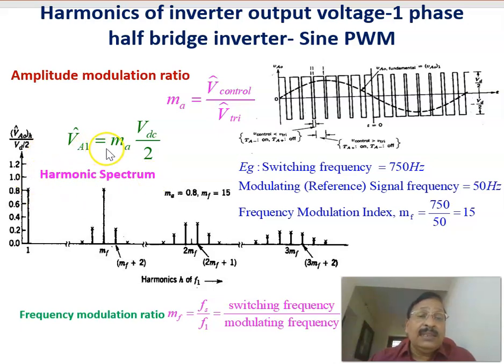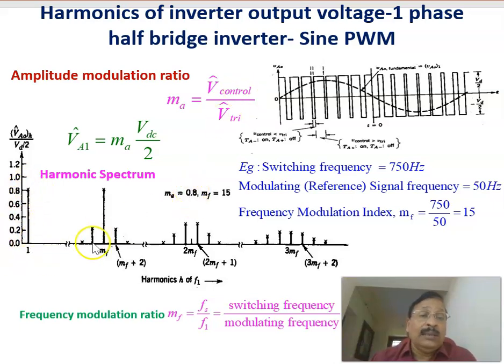In that case, VA1 equals MA into VD by 2, this is the fundamental one. This axis is plotted against the maximum VAH, of any harmonic, divided by VD by 2. So that is plotted against the harmonic number, and we can see this is the fundamental one, corresponding to the fundamental signal. Then corresponding magnitude, if you divide this one, we'll be getting MA. For example, in this case, we are taking the modulation index MA as 0.8. Therefore, it is equal to 0.8.